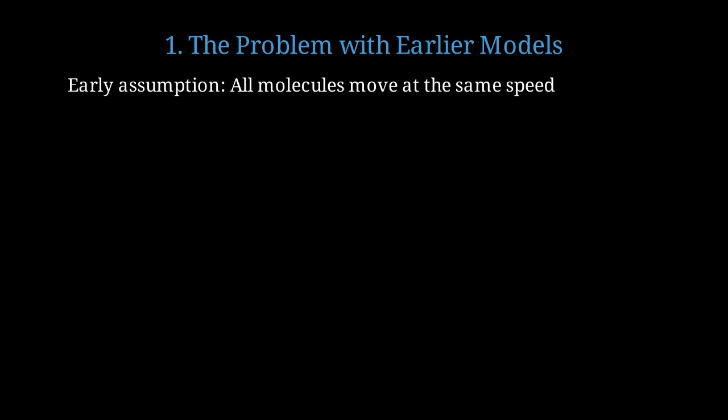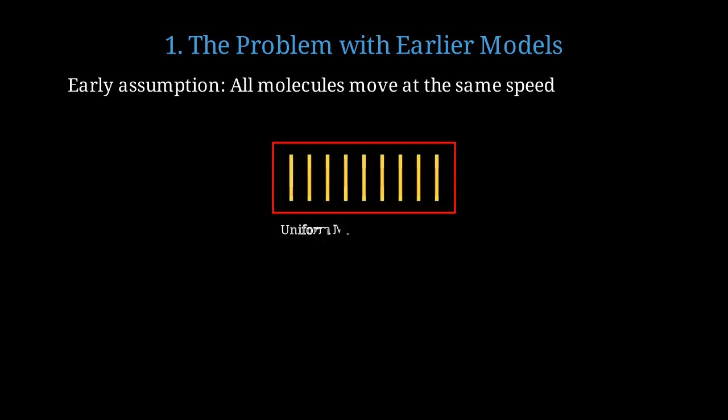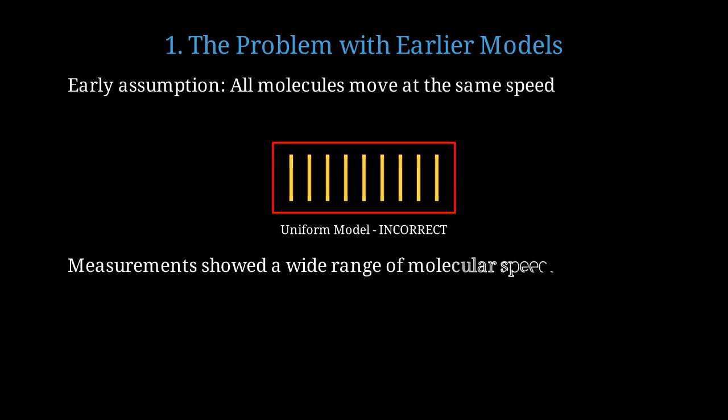Let's begin by understanding why earlier uniform models of molecular motion were inadequate. Early scientists assumed all gas molecules moved at a uniform speed, but experimental measurements showed this was completely wrong. The uniform model predicted all molecules had identical speeds, represented by this single line, which contradicted all observations. Experimental measurements revealed molecules had a wide distribution of speeds, from very slow to extremely fast.